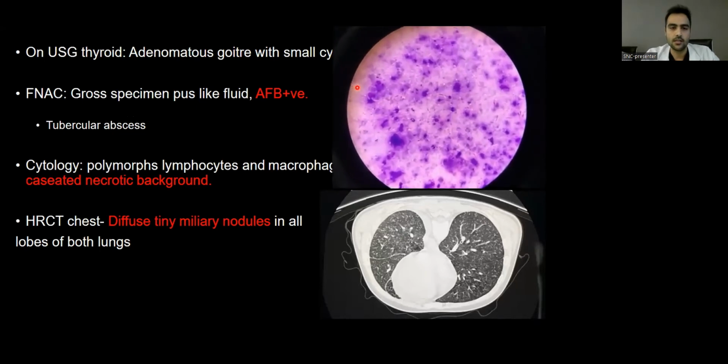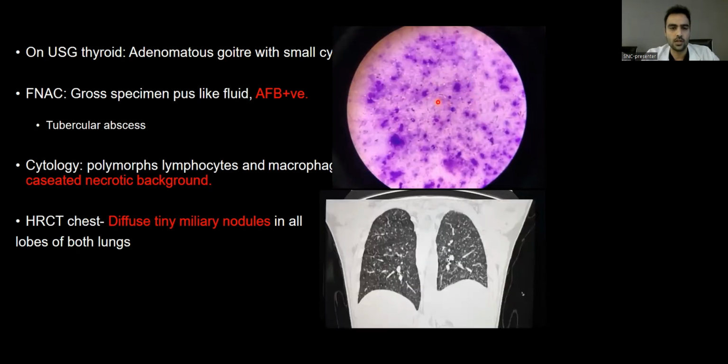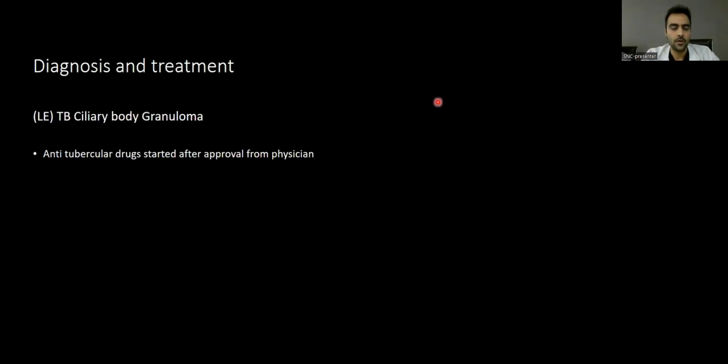On the cytology, there were polymorphs, lymphocytes, and macrophages with a caseated necrotic background. And on HRCT chest, there were diffuse tiny miliary nodules in all lobes of both the lungs. So we made a diagnosis of left eye tubercular ciliary body granuloma with miliary tuberculosis, and we started the patient on anti-tubercular drugs after approval from the physician.